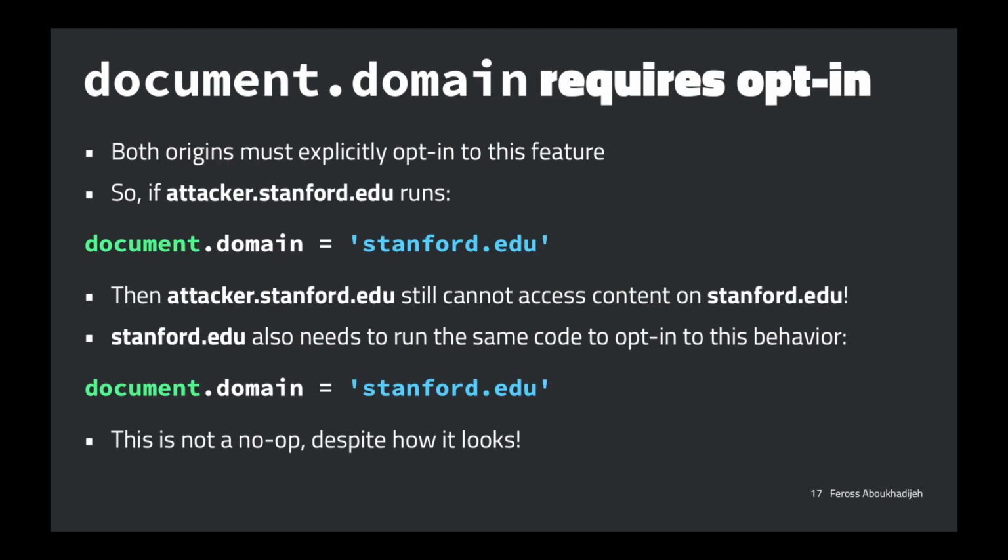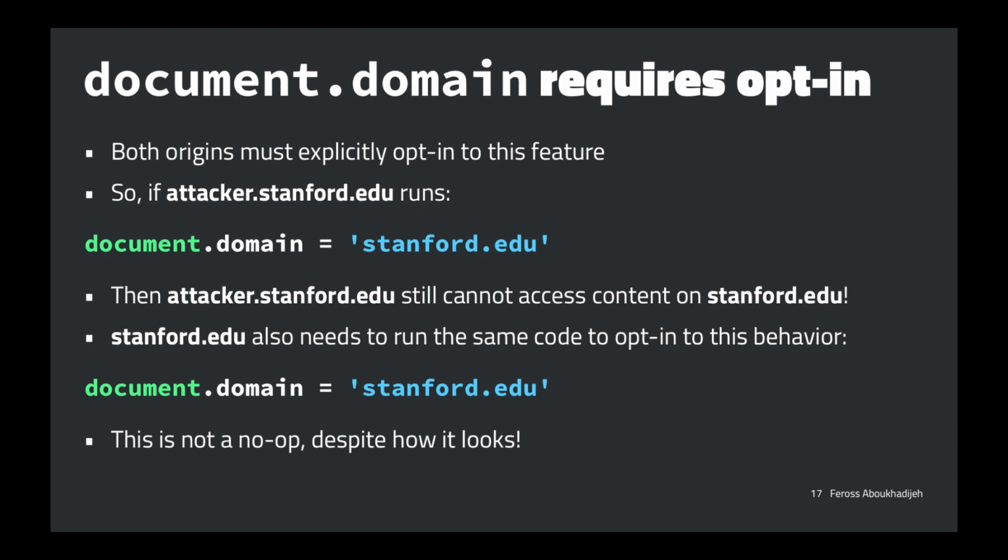Both of the sites have to opt in, and one obvious problem with this is that some other person, like attacker.stanford.edu, can also join the party. They can say, hey, I also want to be treated as stanford.edu, just like those other two pages. And now suddenly, wait, then the attacker still cannot access content. Oh, right, yeah, so that's a problem.